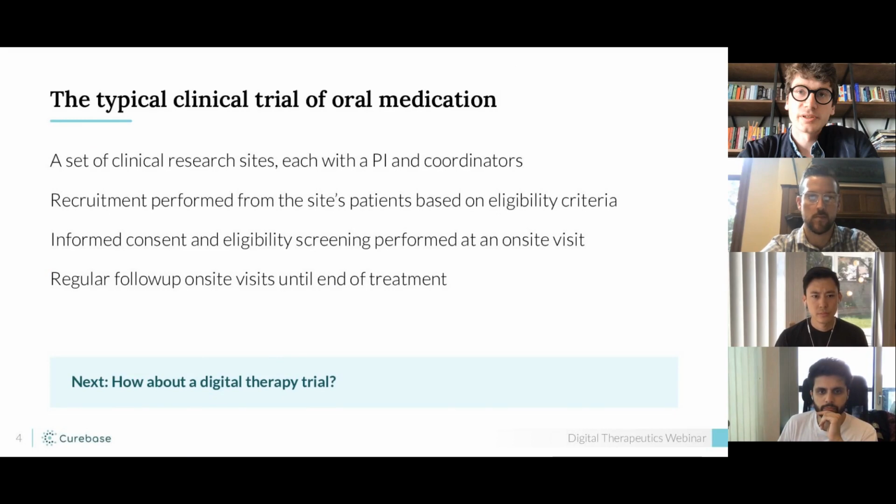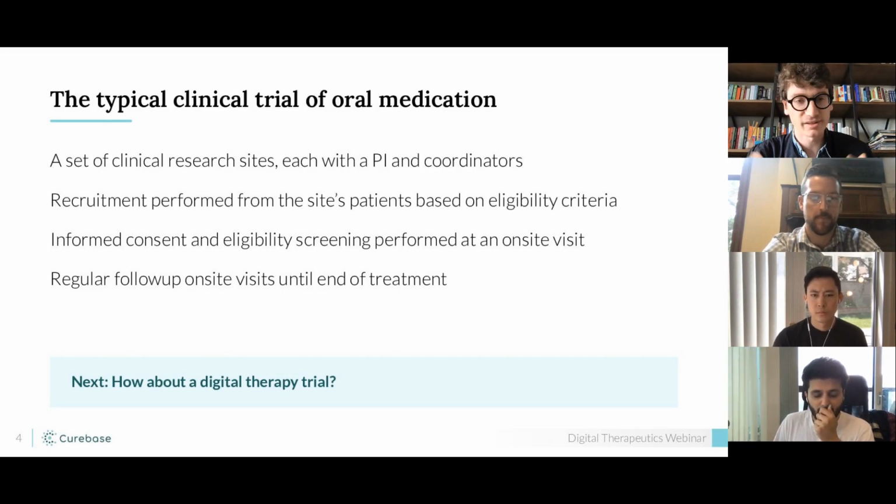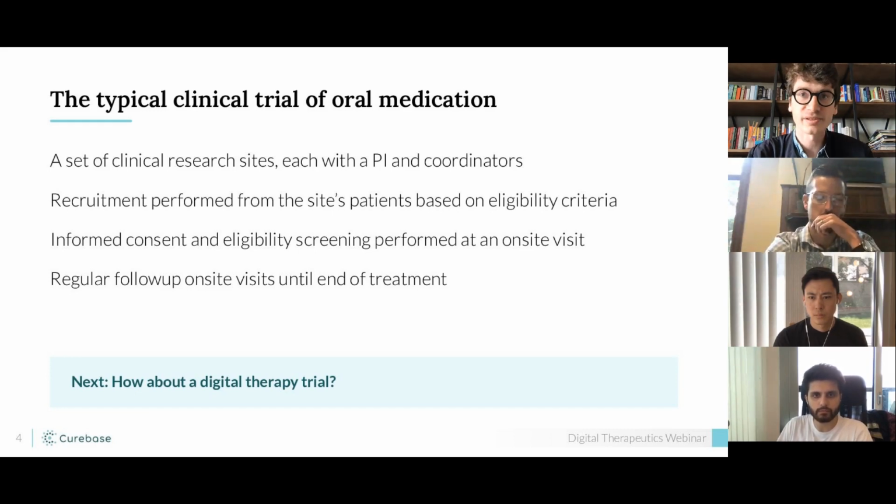Cool. So before the panel discussion, just a brief context setting. We'll talk a little bit for this group about what a traditional clinical trial looks like, not necessarily a digital therapy trial, and use an oral medication as an example, just to look at what the reference point is. When you run a traditional clinical trial, you usually start with site selection. You'll pick a set of sites based on your recruitment needs, the population you need to reach. For example, if you need to reach 500 patients, you might select 5 to 15 different sites, and those providers would then recruit from their population, each with a principal investigator and research coordinators to support them on site.